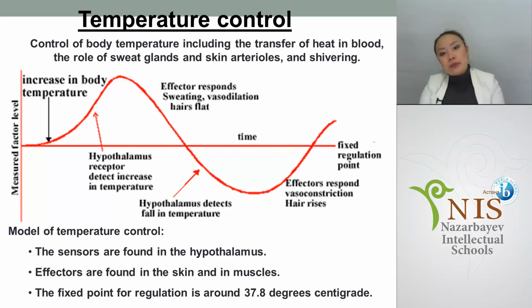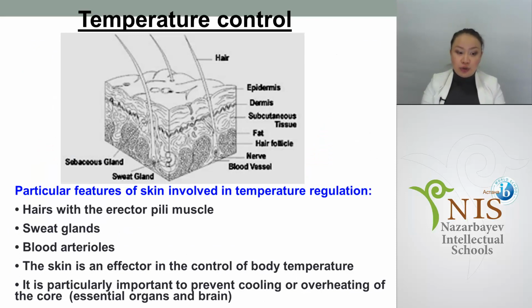The hypothalamus detects that temperature falls, and after that effector organs will respond with vasoconstriction and hairs rising, if temperature falls, and then it returns to the fixed regulation point. As you know, in the human body the normal temperature is approximately 36.6.